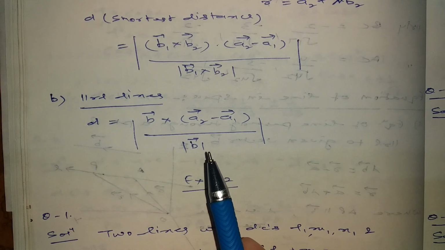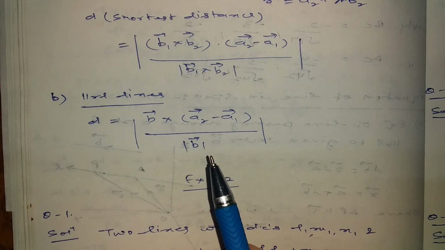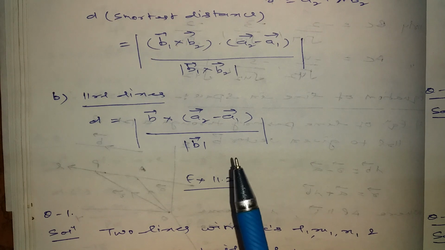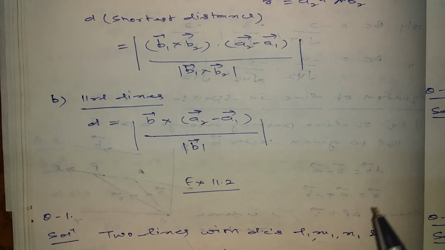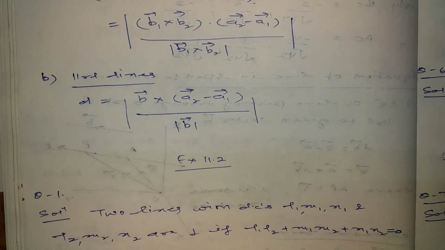So if you see, there are three topics which are deleted. One is the angle between two lines. Up to this exercise, the angle between two lines topic is deleted. Let me start exercise 11.2.